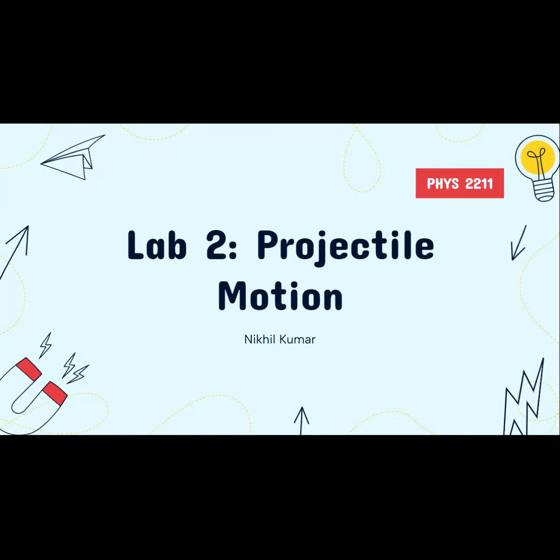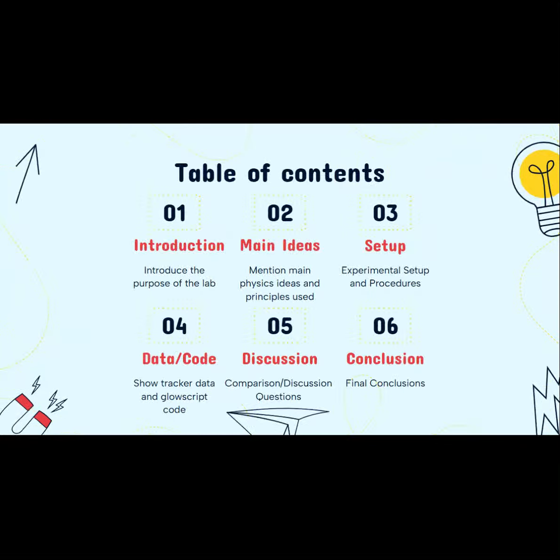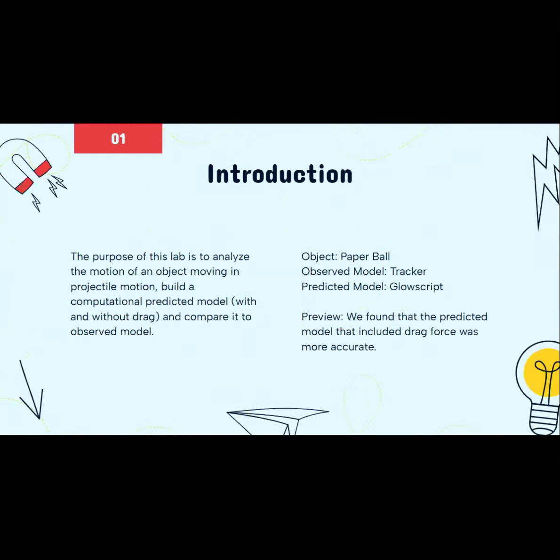Physics 2211 Projectile Motion. The main purpose of this lab is to analyze and compare an object that is moving in projectile motion to the results of a computational model. In this lab, our object or system is a paper ball, our observed model is determined by Tracker, and our predicted model is coded in GlowScript. In a preview of our final result, we found that the predicted model that included drag force was more accurate.